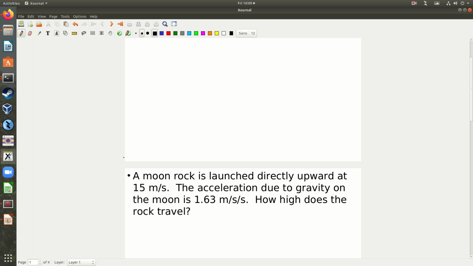We'll see. All right, so we have a moon rock launched directly upward at 15 meters a second. The acceleration due to gravity on the moon is around 1.63 meters a second squared. How high does the rock travel?